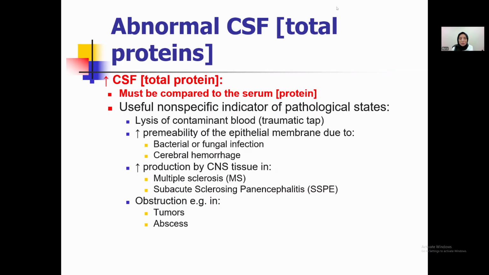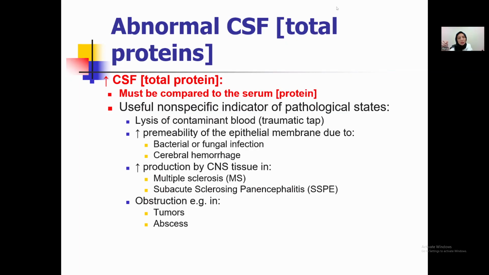So it is a useful non-specific indicator of pathogenic status. At the beginning, first of all, we have to rule out a traumatic tap, usually because any lysis of the blood cells leads to an increase, because all the cell membrane is protein. So when there are more ruptured blood cells, we may have more protein in the CSF. So first of all, we have to rule out the traumatic tap. And now we'll talk about a real increase of the protein.